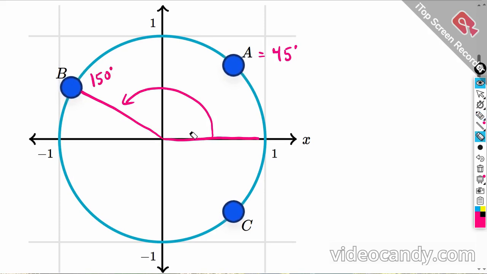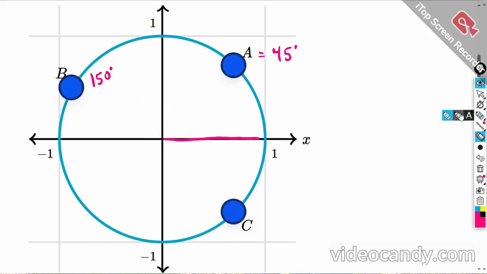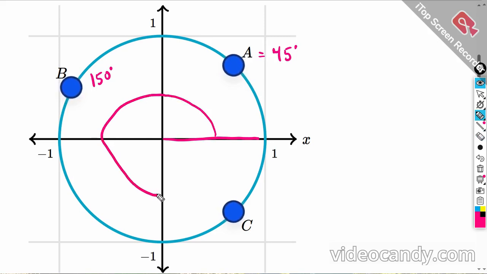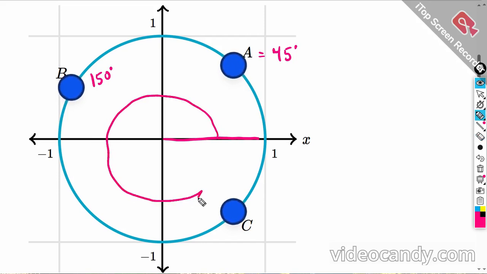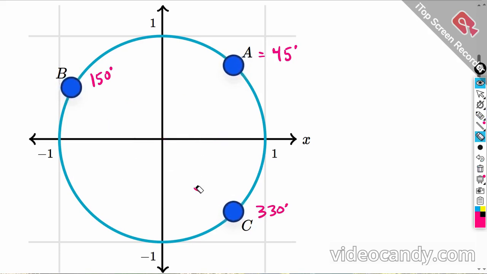And one more time, to point C, if we kept going around this way, that's 90, 180, 270, and a little bit further than 270. Going all the way back to the start would be 360. So this would be about 330 degrees. I'm sure there's an answer that's close for each one.